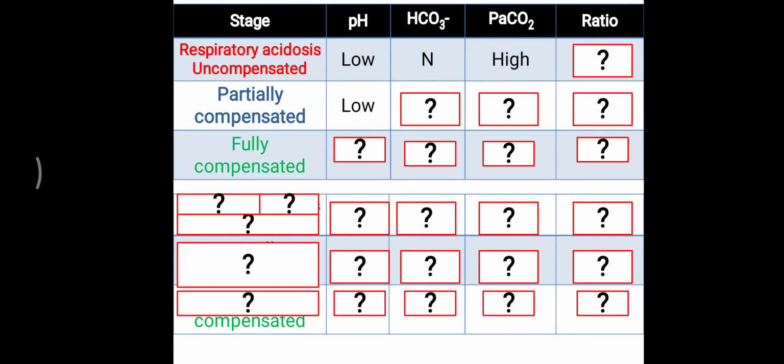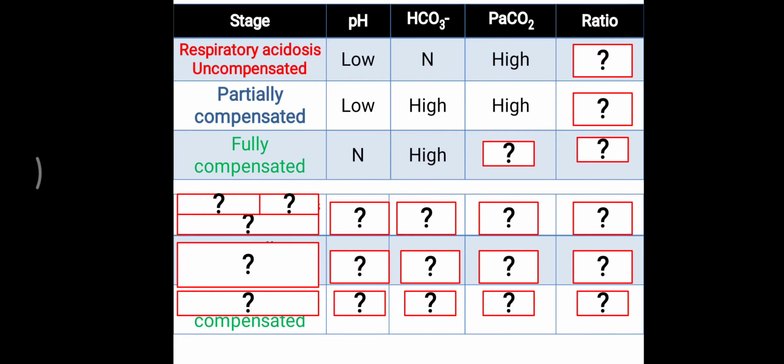In partially compensated, the pH will remain towards the lower side as it is acidosis. The primary change is high PaCO2. The secondary change is in the bicarbonate ion, which will also increase, meaning it is in the same direction as the primary change. That is called partially compensated. How to identify? Both are going to the higher side and the pH is lower. Lower pH in the opposite direction, the reverse direction, means it is a respiratory condition.